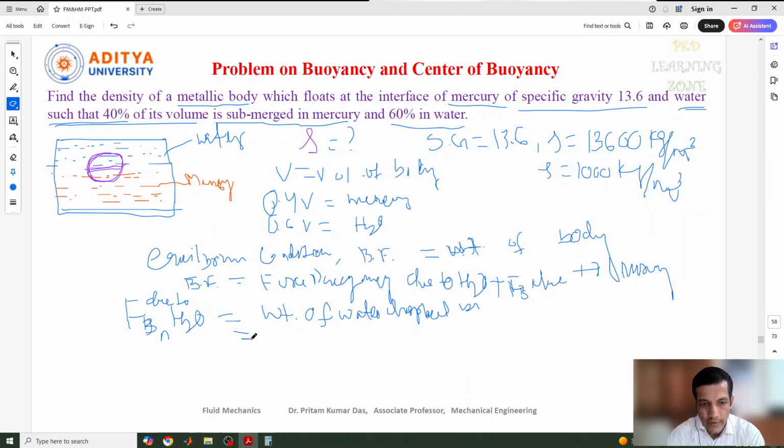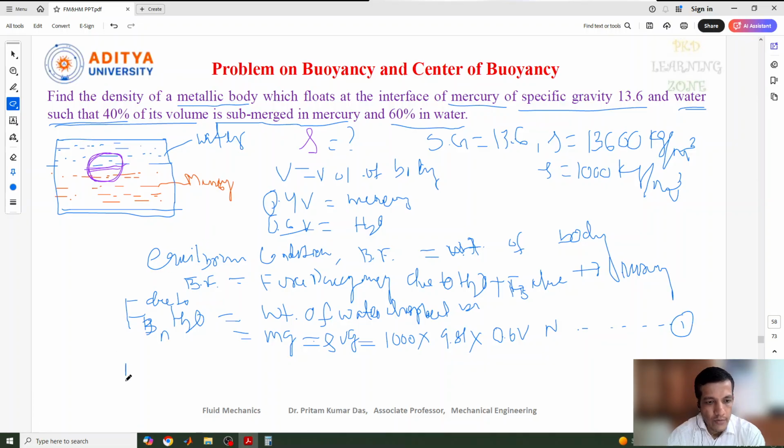So we can write the weight of the water equal to mg. Again, in the place of m, I can write rho V g. So here you can see rho of this water is 1000, g is 9.81, and the volume given is 0.6 V, because 60% of this object is inside the water only. So this one, the force due to the water, we give as equation 1.